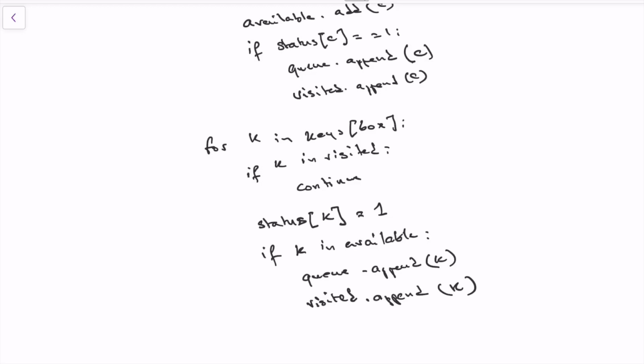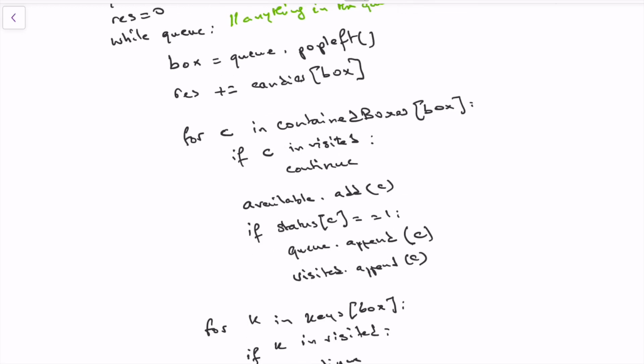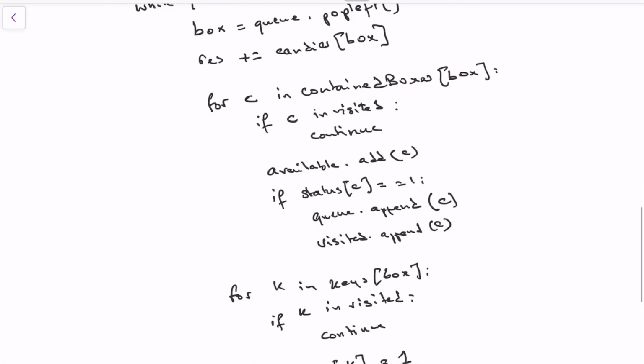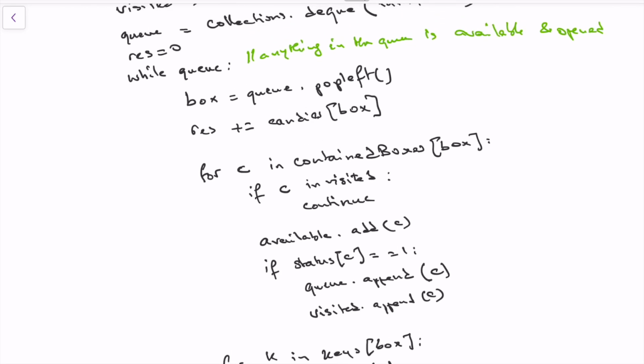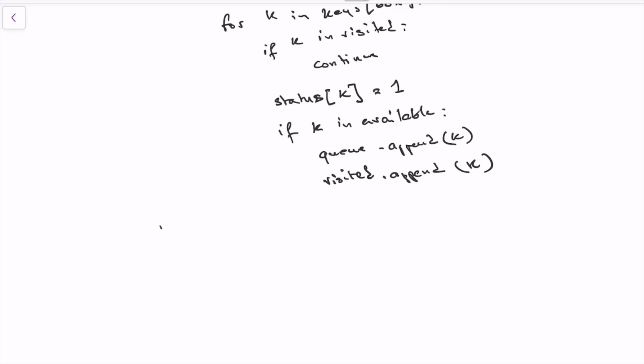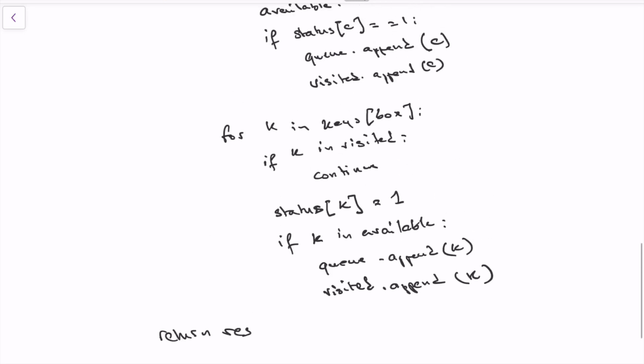And that's pretty much it. Now, once I'm done and the queue is empty, that means I processed all the available and opened boxes, and got the candies from them, right? Because I would have popped them off and got the candies. I can just return the final result, right? And that's pretty much all there is to it.